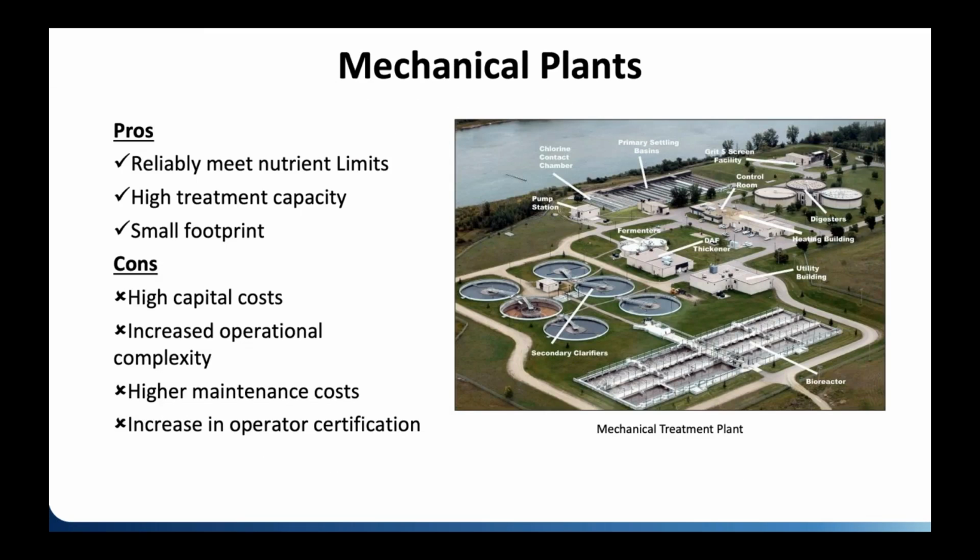So the good thing about mechanical plants is they reliably treat nutrients. They do have a high treatment capacity and a small footprint, so you do tend to find them for bigger cities. They pretty much always use them. The downside is high capital costs, increased operational complexity, high maintenance, increased operator certification.